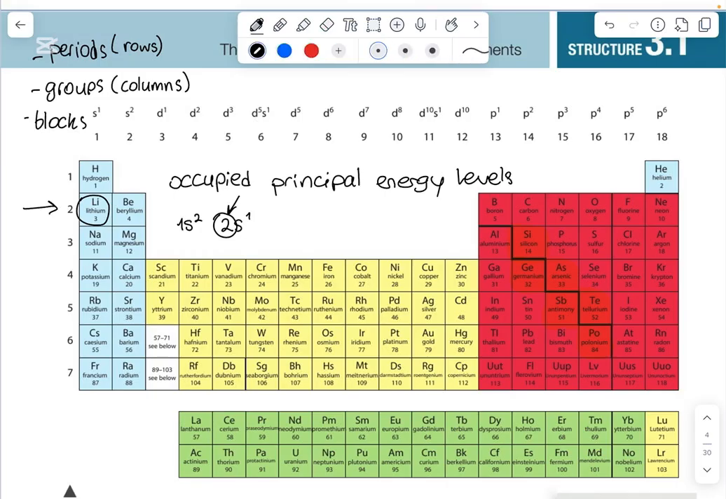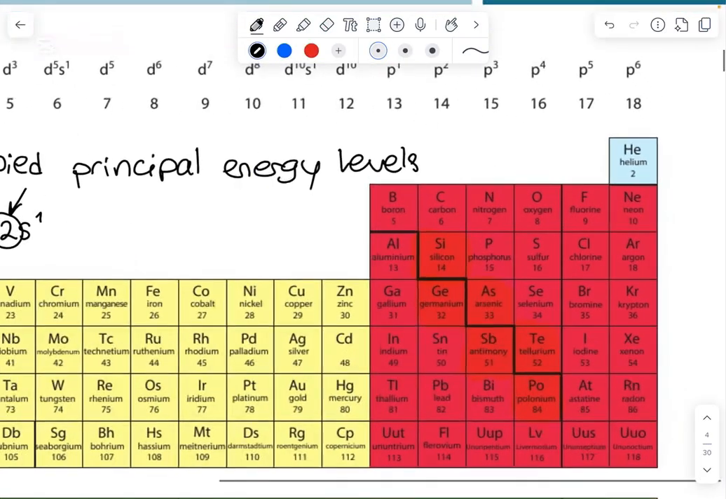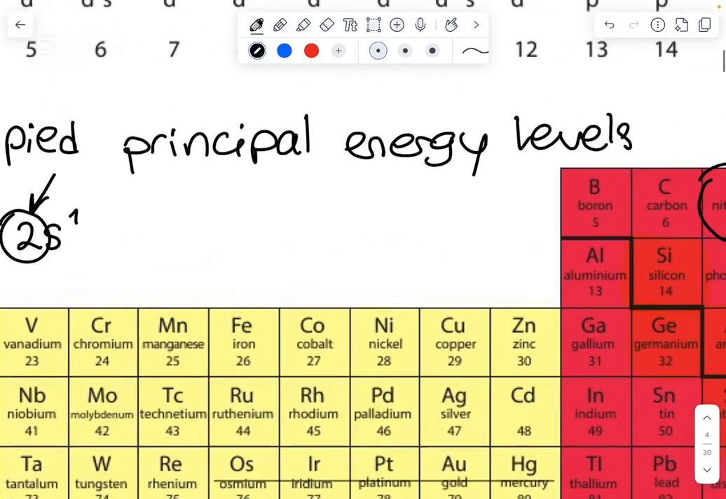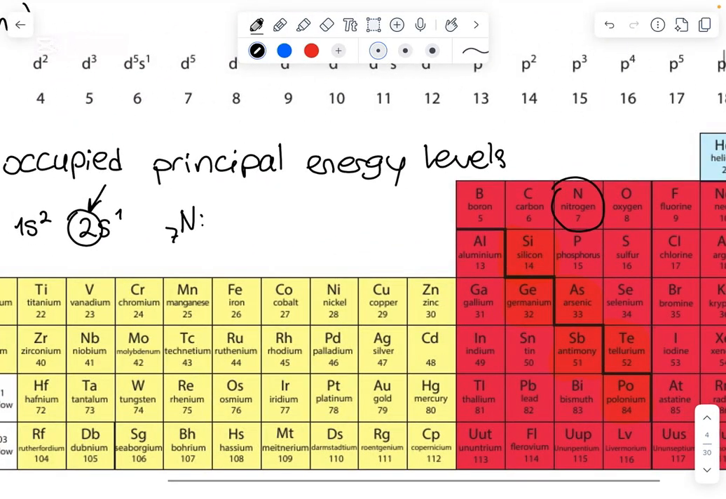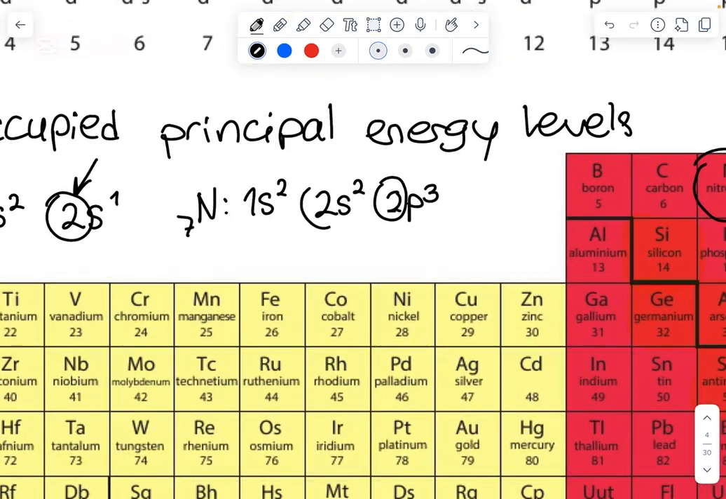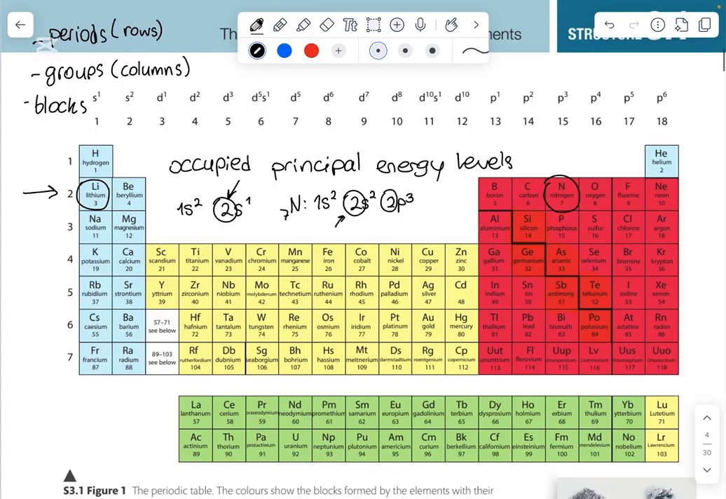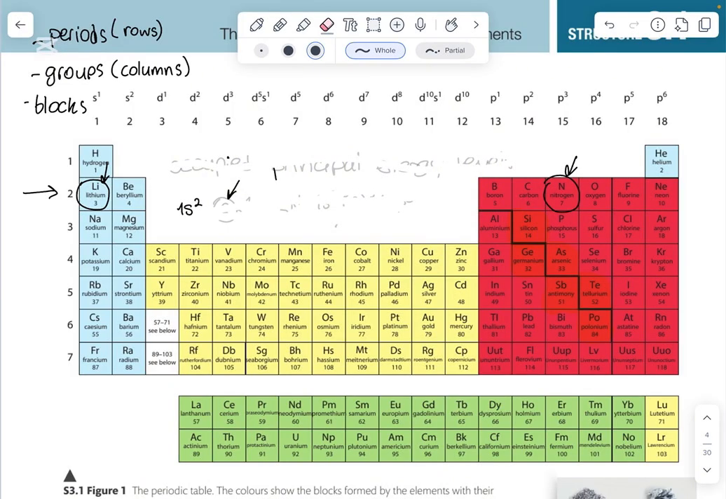Let's try this for another element on period 2. Let's do nitrogen. Nitrogen's electron configuration is 1s2, 2s2, and 2p3. See how the valence electrons are again in the second principal energy level. That means that these two elements, lithium and nitrogen, are going to be in the same period because they have the same number of occupied principal energy levels.